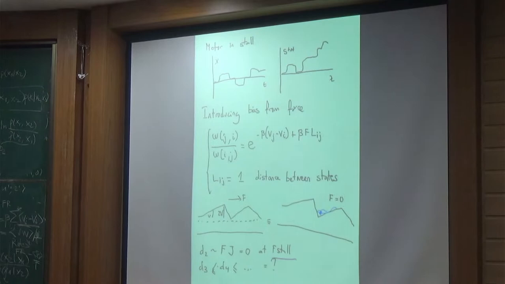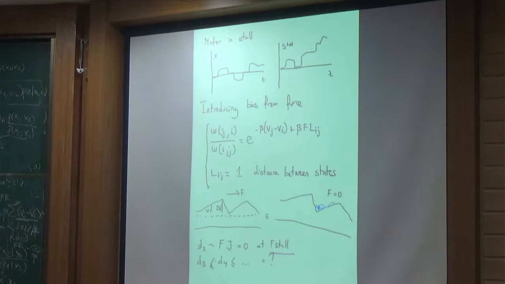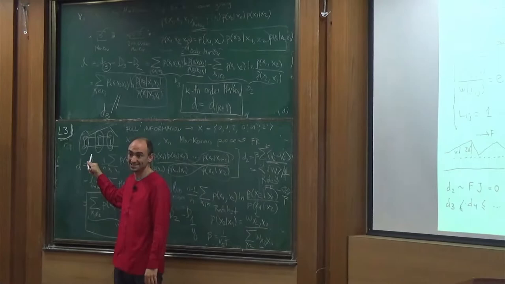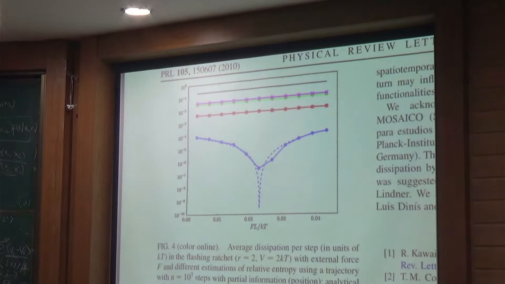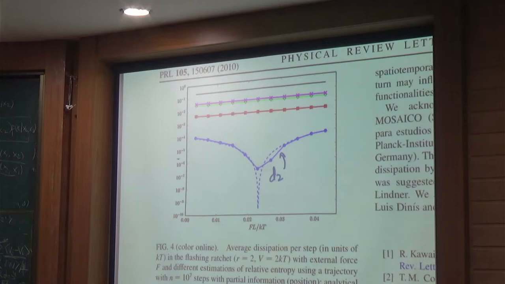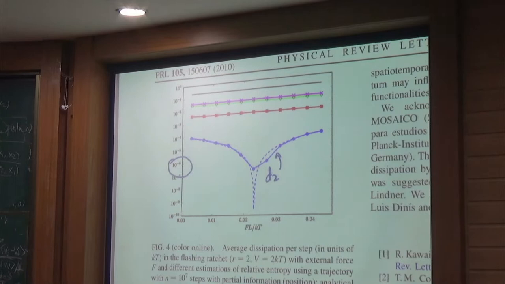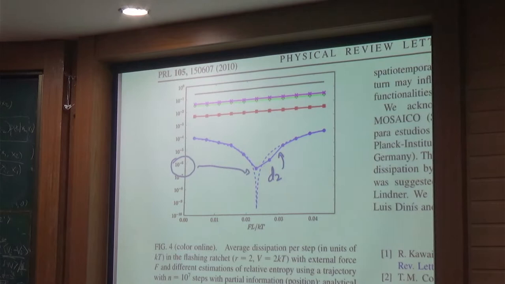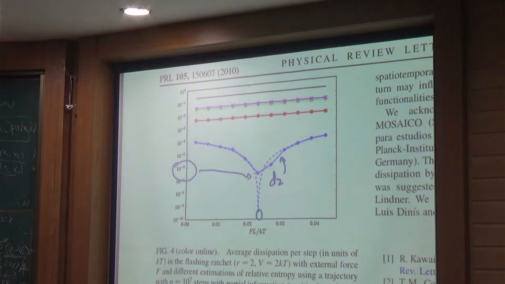The stall force. At stall force, this is the most complicated, challenging case, because if you only see x, x is not moving on average. So in that case, D2 is zero. This is the worst scenario you can find. At stall force, this is D2. The problem is you get 10 to the minus 6, but the trajectory is 10 to the 6, so this is a numerical zero. If you do the calculation analytically, D2 is zero.